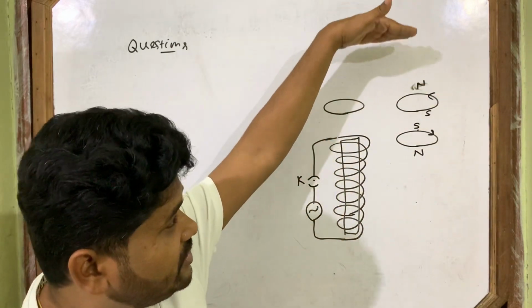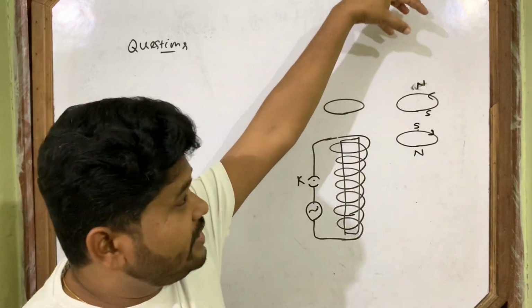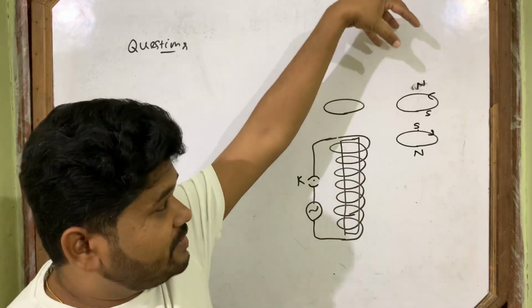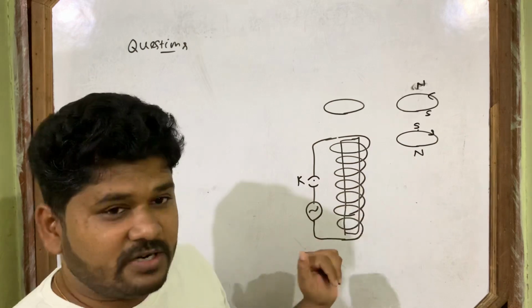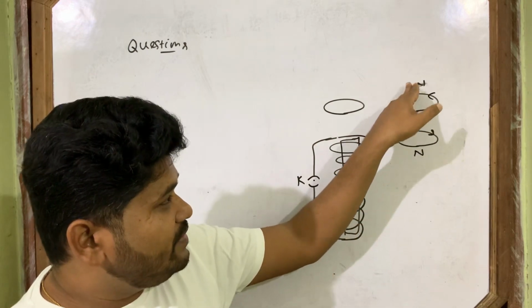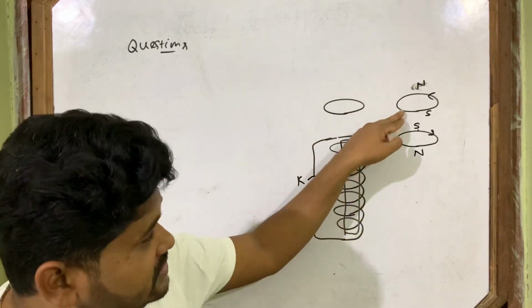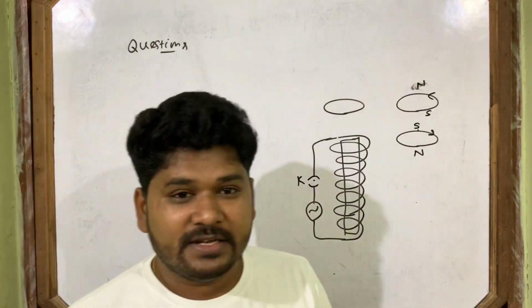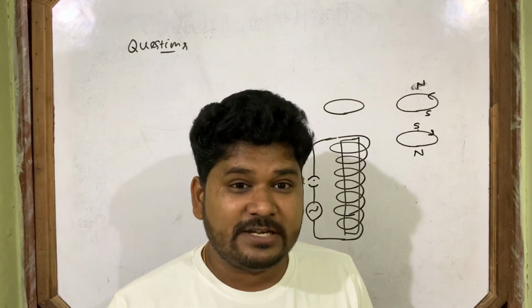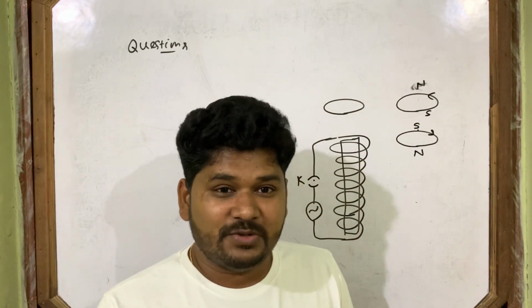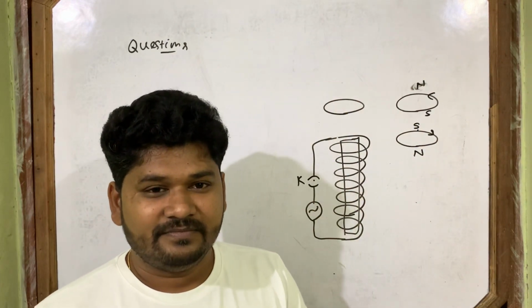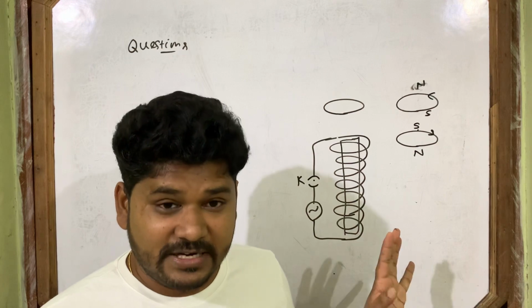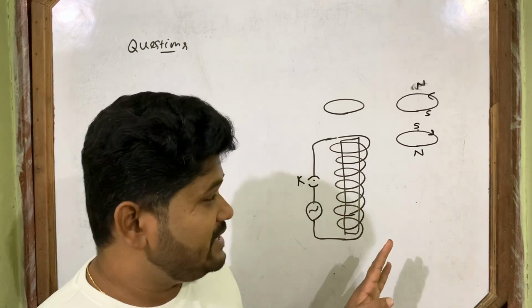When I look from the top, from the upper surface, its upper part is south, lower part north, but its upper part will be north and lower part will be south. So south to south, what will happen to this ring? Will south repel south or attract south? It will repel the south pole and the ring will jump immediately. Can you understand what I told? Alright, again I am telling you.